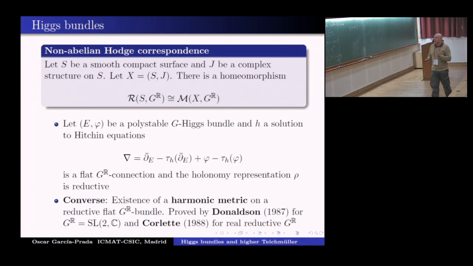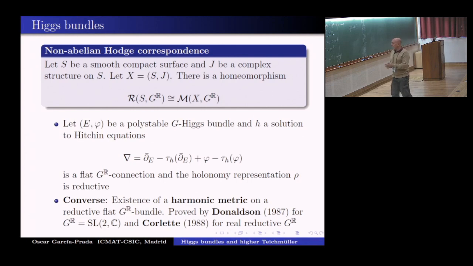Now you need to prove another existence theorem for nonlinear PDEs, right? And this is the existence of a harmonic metric on a reductive flat GR bundle. So if you have a representation of the fundamental group of S into GR, that corresponds to a flat GR bundle, and now this is proved by Donaldson in the case of SL2C, and Corlette in general, that reductivity of the representation is equivalent to having a harmonic metric.